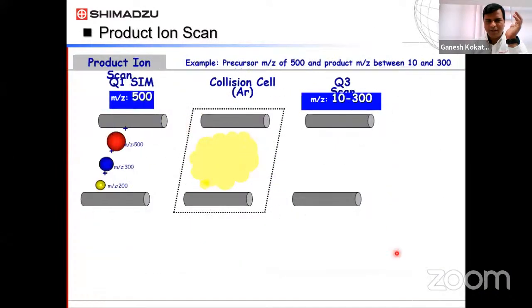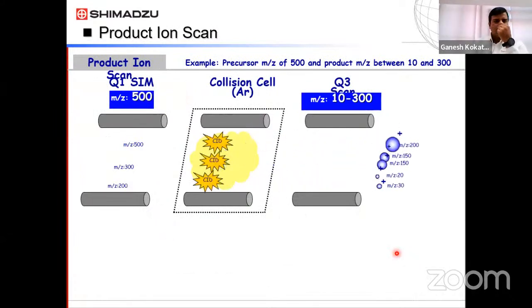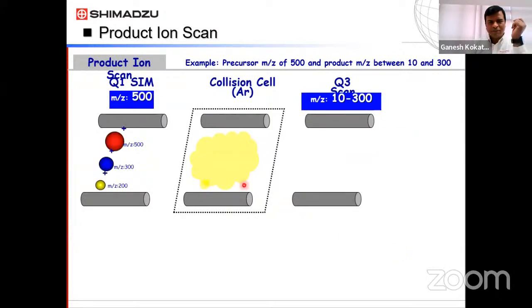So what I will do, I think it will be better to show you a systematic way. Just a moment. Yeah. So if I am doing a product ion scan, in a simple way, that means I am focusing on the molecular weight of 500, 300 and 200. When argon gas is applied, that means when I am doing fragmentation in Q2 and the mass range is from 10 to 300, what happens over here?